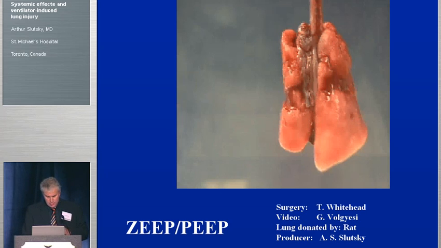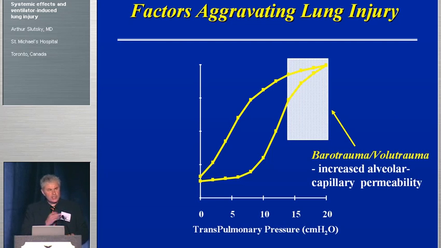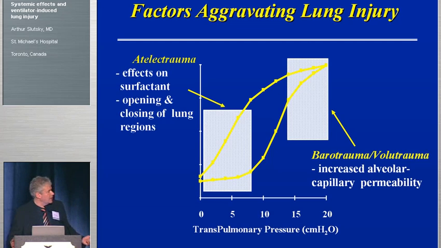Based on the static and dynamic studies and a lot of other studies, we've begun to realize that there's a number of factors that can aggravate lung injury. And those are ventilation at lung volumes that are relatively high, as shown here. This is a pressure volume curve of the lung showing hysteresis. But there's also ventilation-induced lung injury that can occur with ventilation at low lung volumes. And this can be due to effects on surfactant, and opening and closing of lung regions that can cause injury.